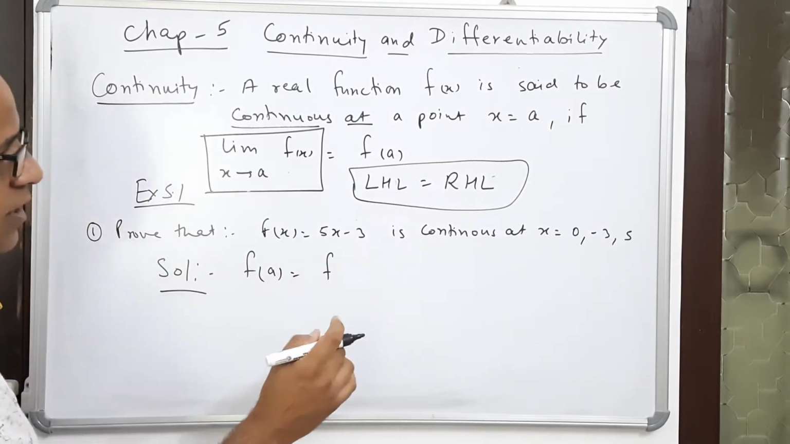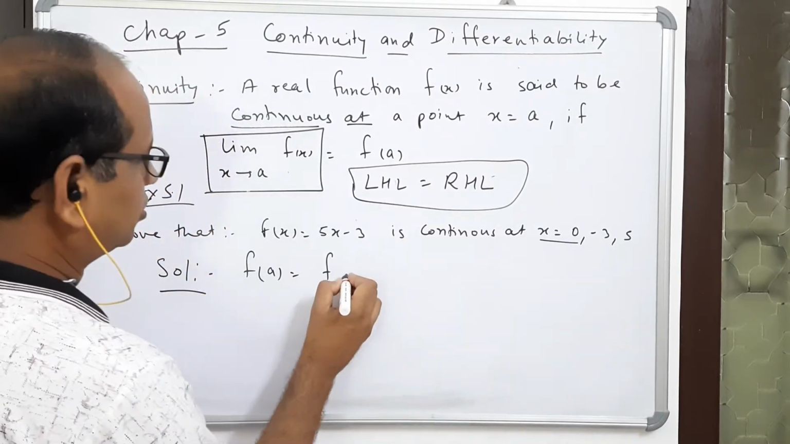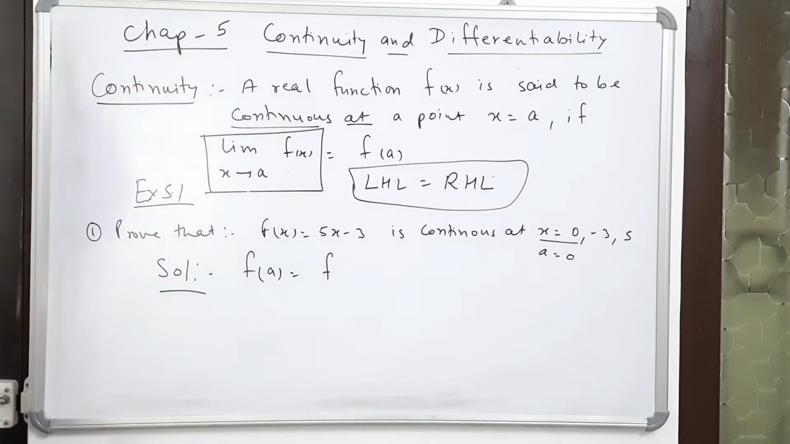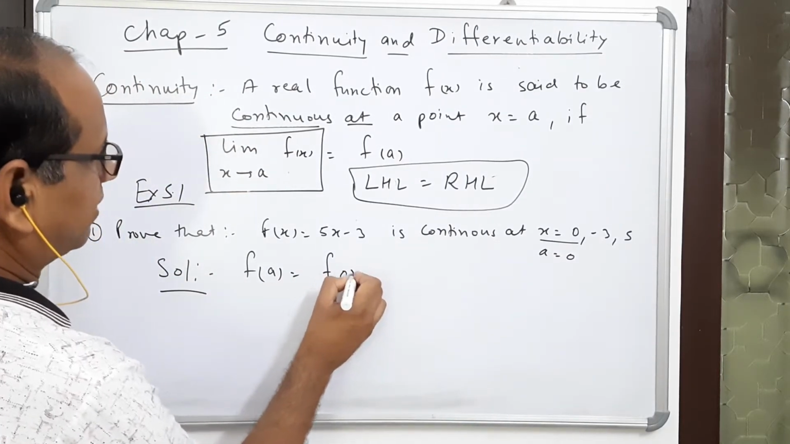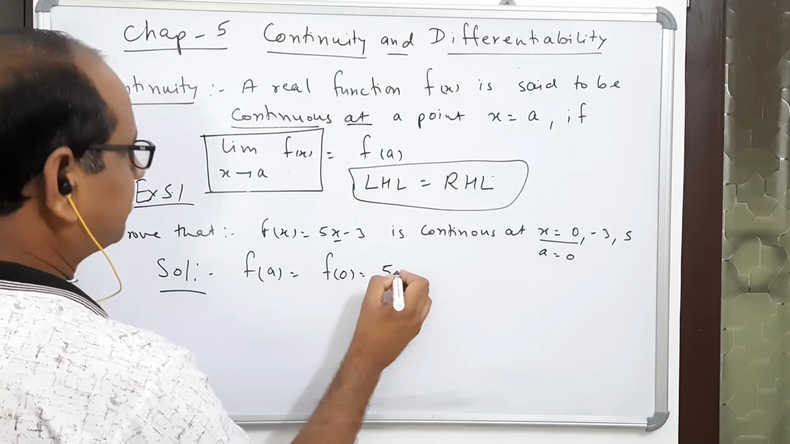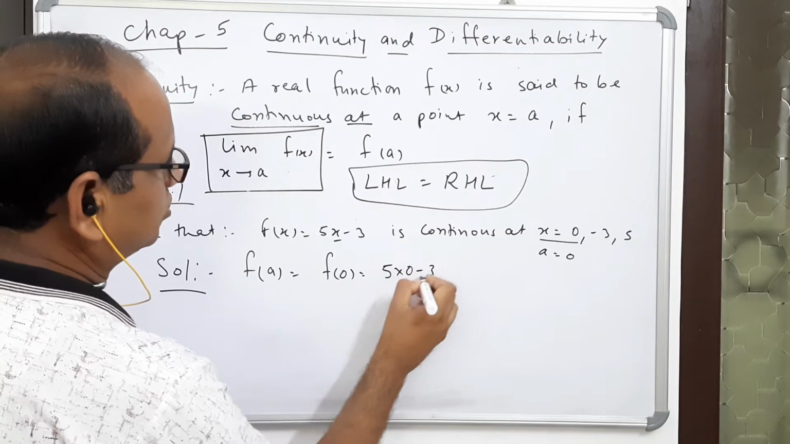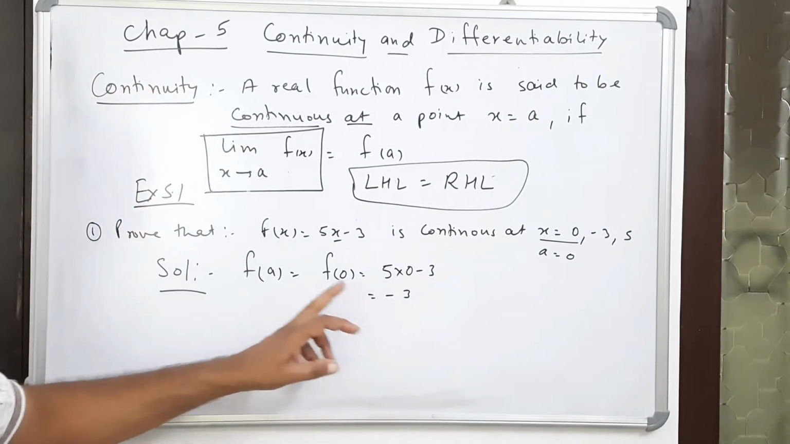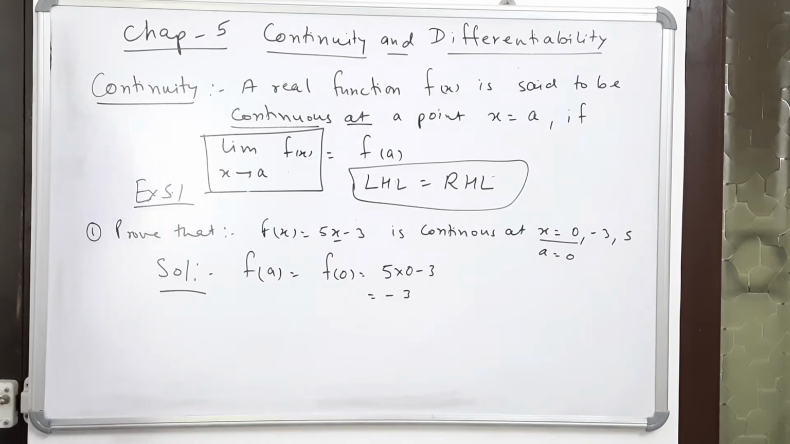So in the first one I am taking x equals 0. So the value of a is equal to 0, so the value of f(a) is f(0). And what is the value of f(0) here? 5 into 0 minus 3. So the answer is minus 3. So the value of f(0) is minus 3.